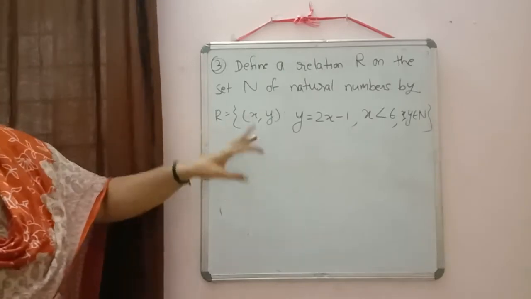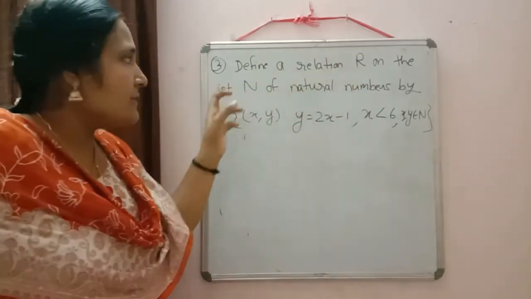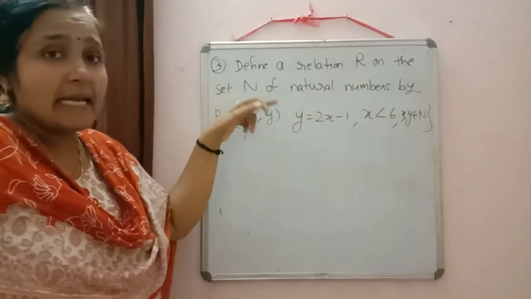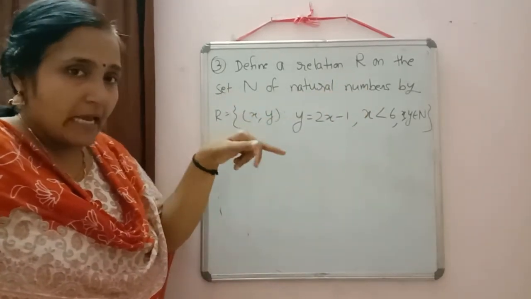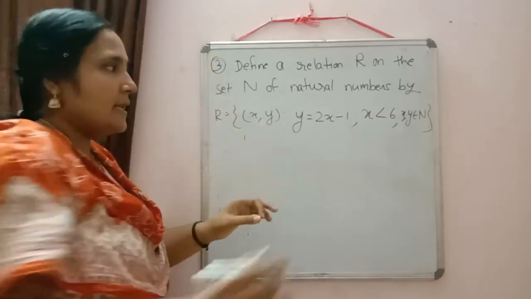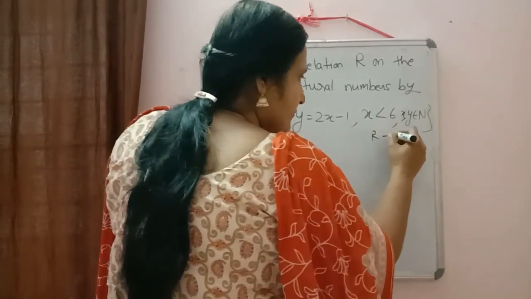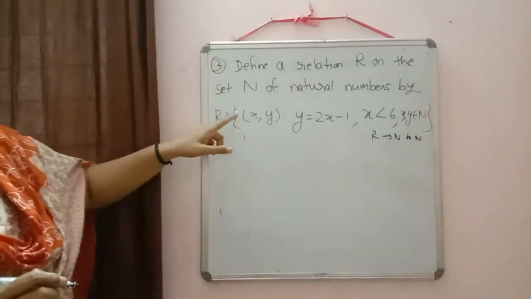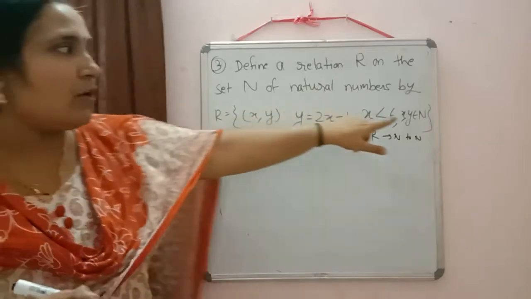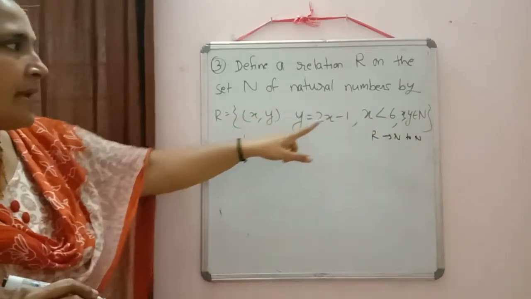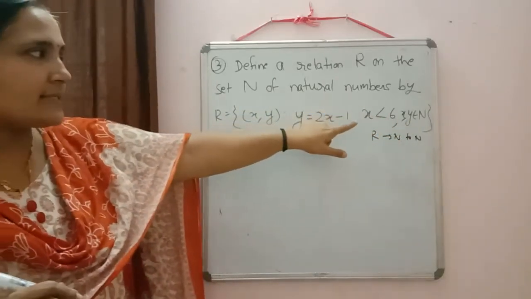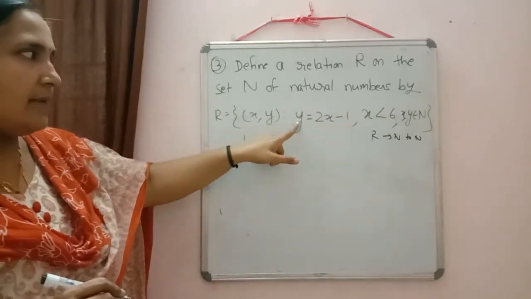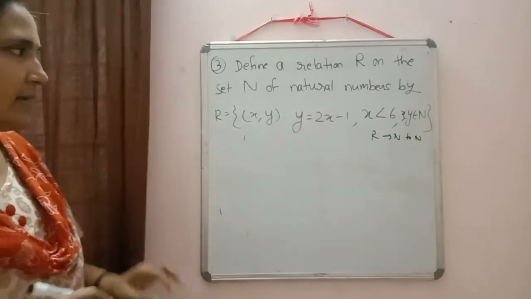Next, already written there: define a relation R on the set N of natural numbers. So we have to define the relation on the set N, meaning from N to N itself. R is a relation from N to N, and the relation is given in this way. Both x, y should belong to natural numbers. x is less than 6, so x is a natural number which is less than 6. And the second element y is equal to 2x minus 1.